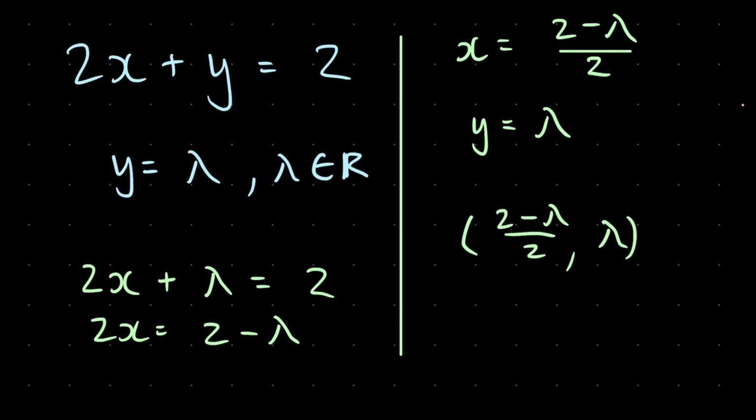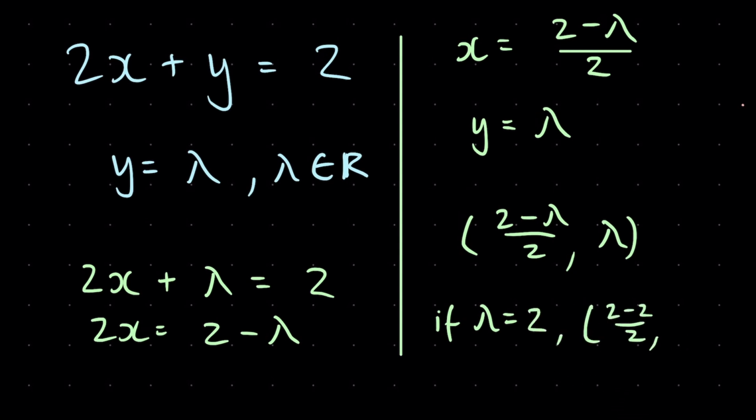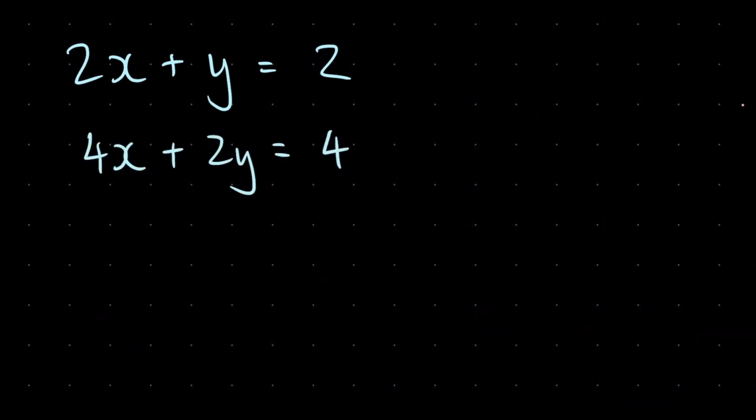What this means is, for example, if lambda is equal to 1, that means our solution would be 2 minus 1 over 2, comma 1, because we're just subbing in 1 for lambda. And this evaluates to -half and 1. Likewise, if we said lambda was 2, this would be our solution. So basically, since we can't find a unique or exact solution, we have to come up with a general form for any potential solution.